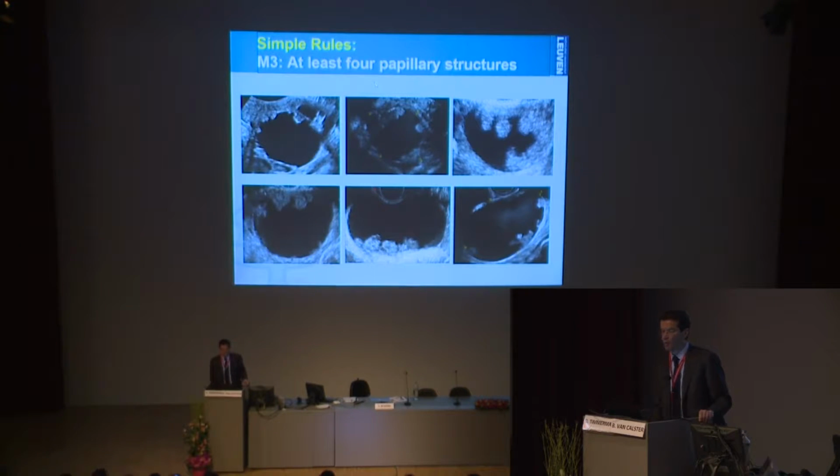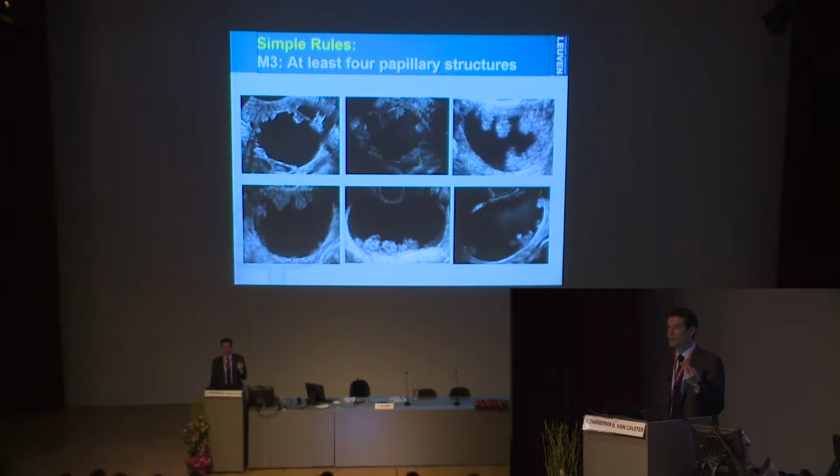Then at least 4 papillations. So yesterday we said you have to count until 4, and then it's enough. So if you have 4 or more papillations, you don't need to count to 17 or 16. That's not needed. It's no papillations, 1 papillation, 2, 3, 4, and that's it. So if you have at least 4 papillations, it's a sign of malignancy.